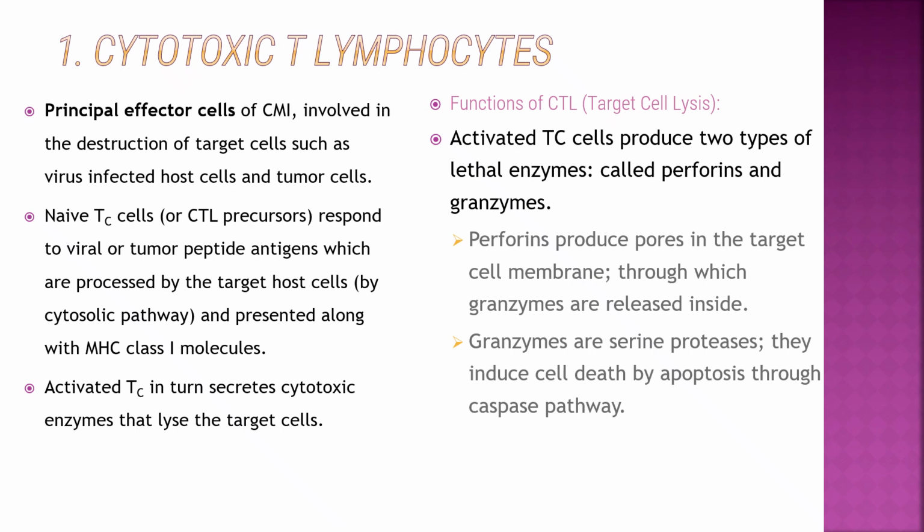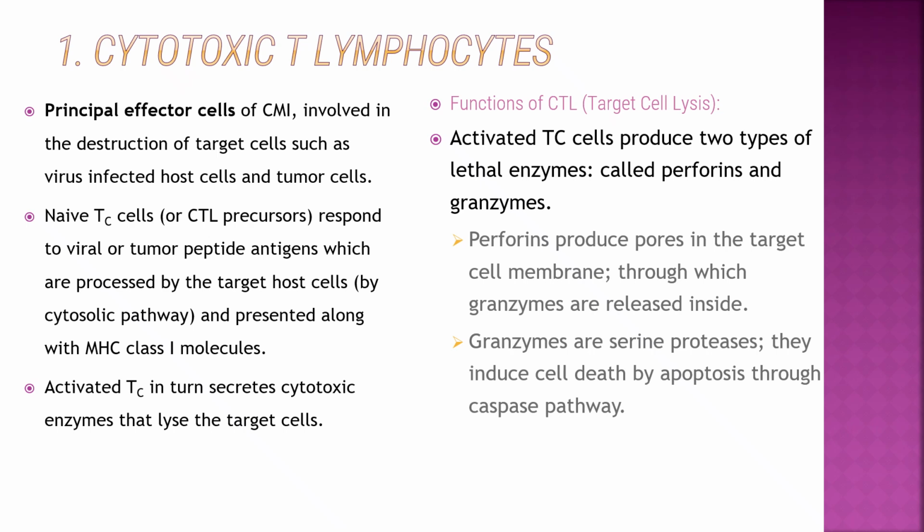Cytotoxic T lymphocytes are the principal effector cells of CMI, involved in destruction of target cells such as virus-infected host cells and tumor cells. Naive T cells, TC cells, that is CTL precursors, respond to viral or tumor peptide antigens which are processed by target host cells by the cytosolic pathway and presented along with MHC class 1 molecules. Activated TC in turn secrete cytotoxic enzymes that lyse the target cells. Function of CTL: target cell lysis.